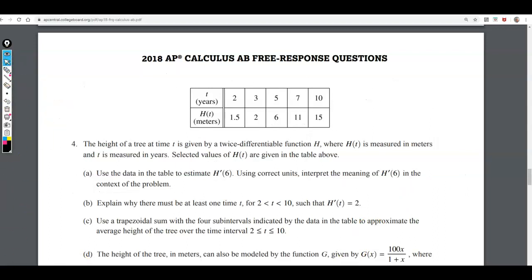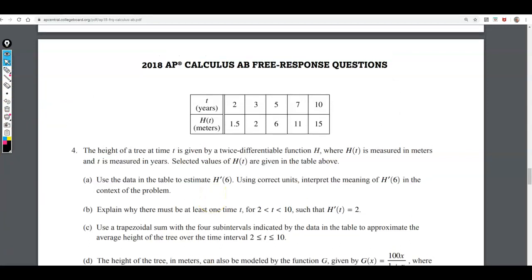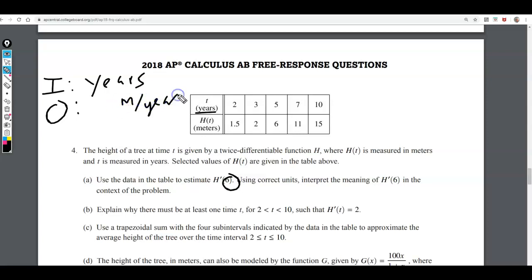We want to include our input units. Those are the numbers that we plug in, and that 6 represents a time value. So my input units are years. We want to include output units. My output was the answer that I got. That was in meters per year. So we had at year 6, and we had 2.5 meters per year. And the context is about the height of a tree over time.